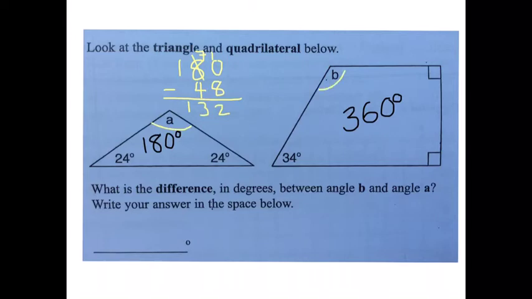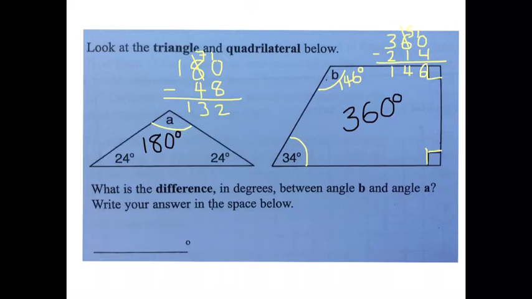Angle B then, we have 360, and we have to take away the total of the angles that we are already given. So 90 and 90 is 180. 180 plus 34, which gives you 214. And you subtract those two. 0 take away 4 we cannot do, so again some exchange. 10 take away 4 is 6, 5 take away 1 is 4, 3 take away 2 is 1. So B is 146 degrees.